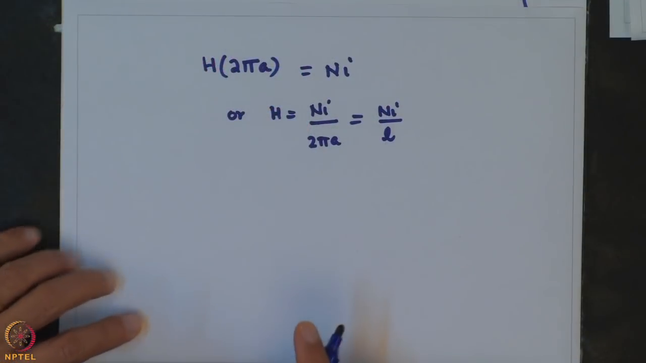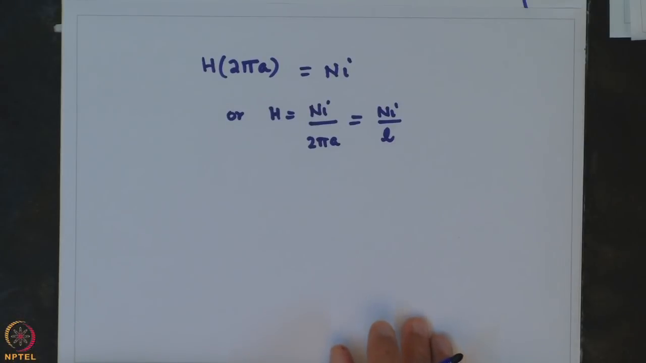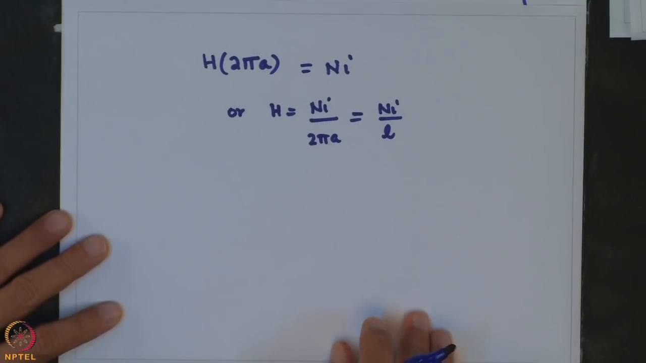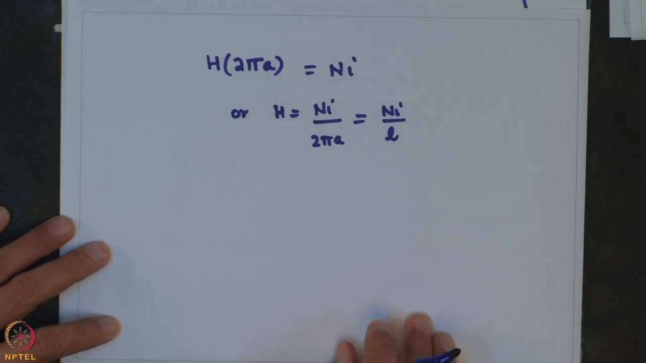Since a is much larger than d, it is okay to assume that the flux density B is uniform across the cross section of this plastic torus. The magnetic flux density B is related to the magnetic intensity H by the relation B is equal to mu naught H, where mu naught is the permeability of the free space.